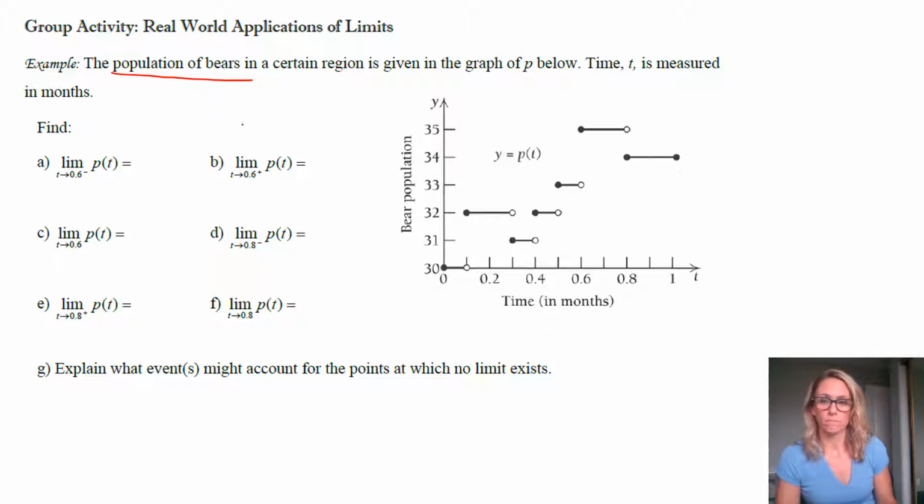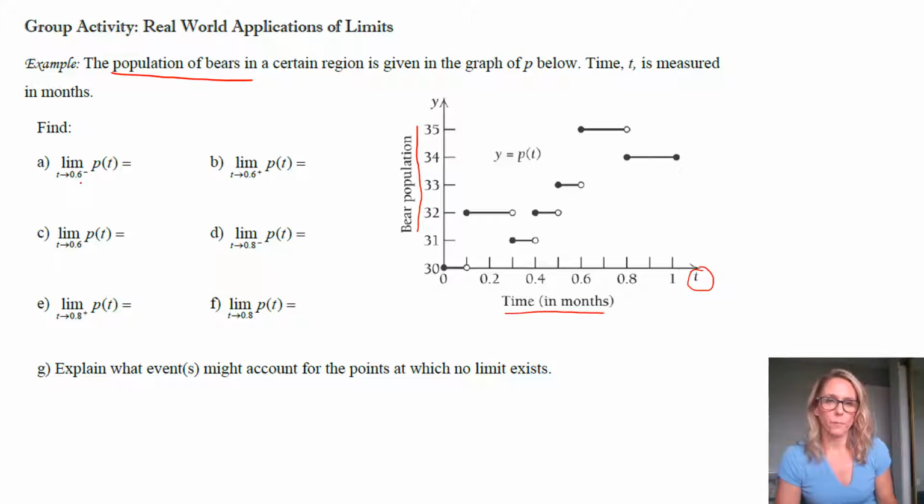And we have time along the bottom. So time is measured in months. So we have parts of a month. And then along the vertical axis is our bear population. So that's of course in whole numbers of bears. So we're going to take a look at some limits here.